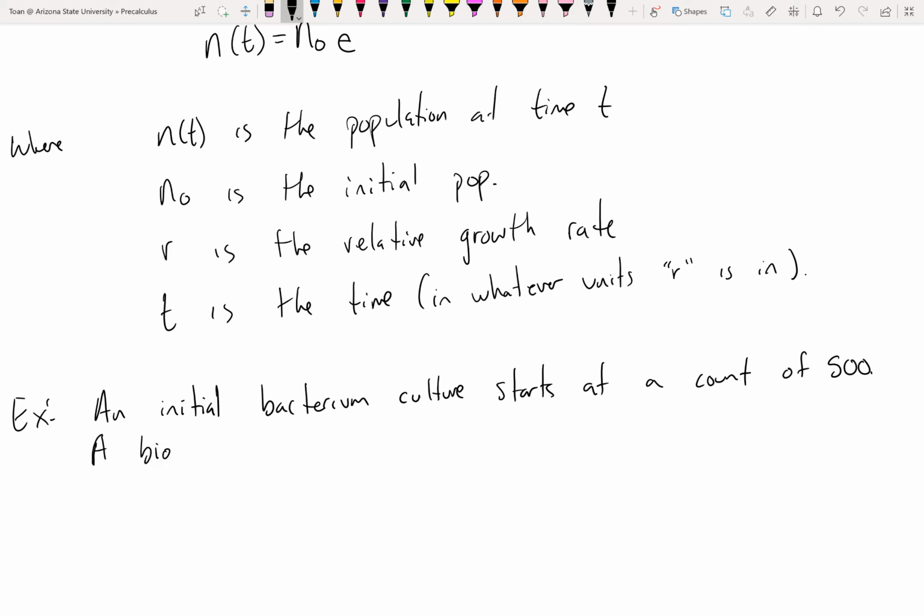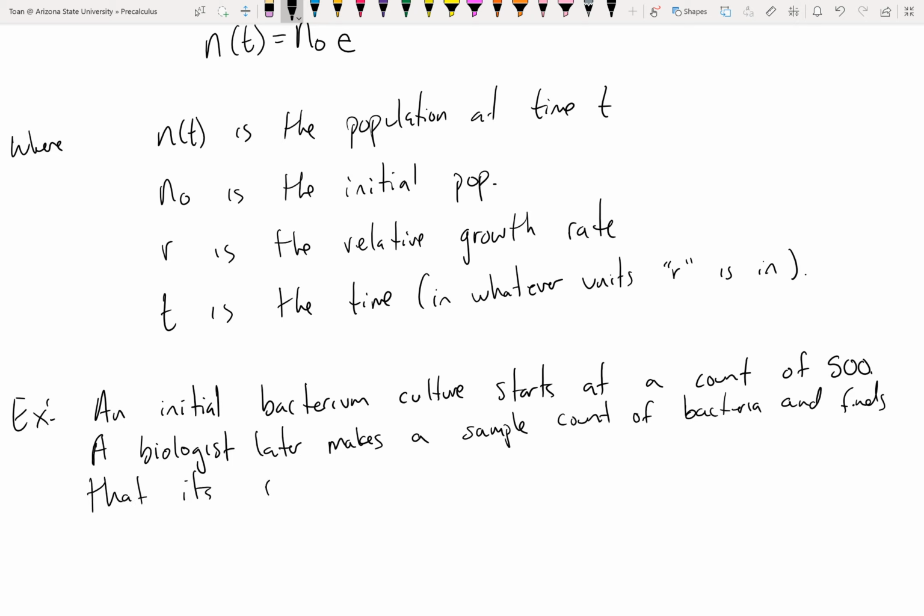A biologist later makes a sample count of bacteria and finds that its relative growth rate is 40% per hour. So this biologist checks in on the sample later, does another count, and calculated that it seems to be growing 40% of its current population every hour.